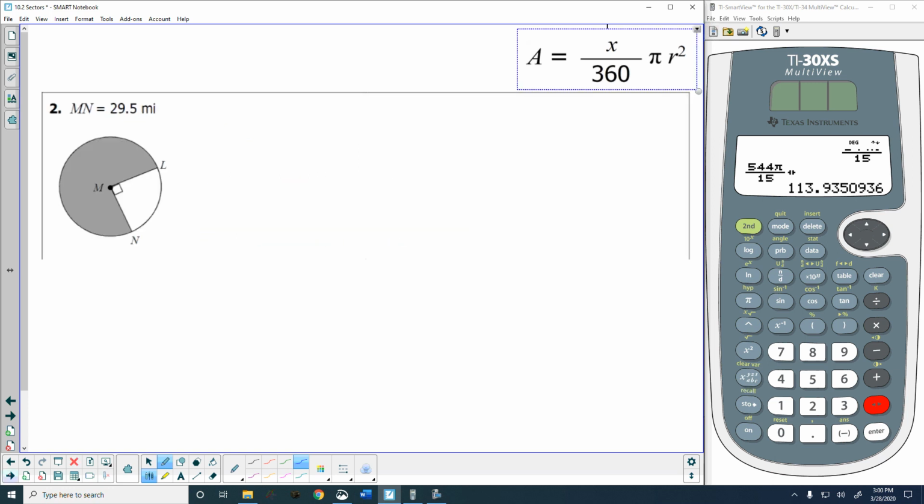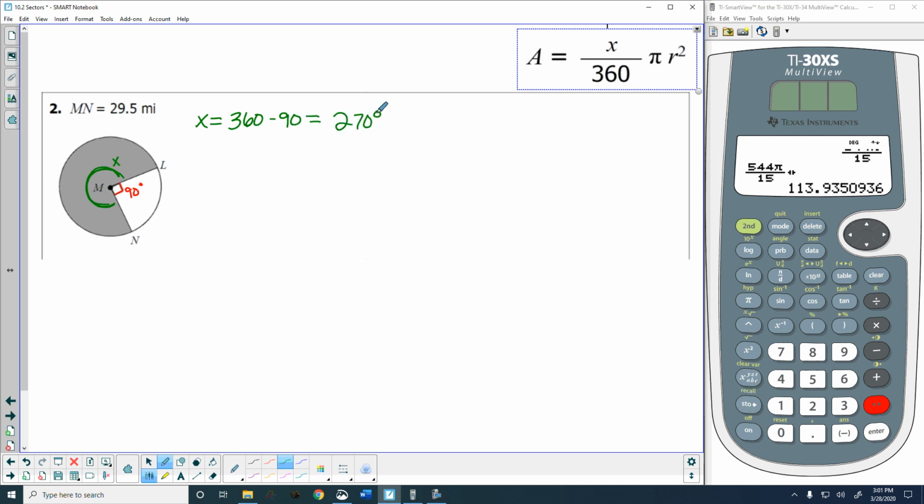On this one, it doesn't have any numbers given, so make sure you're watching out for symbols that are giving you information. We've got this right angle right here. That means that's a 90-degree angle. So if we need to know this shaded angle, I'll call it x. X is just going to be 360 minus 90.